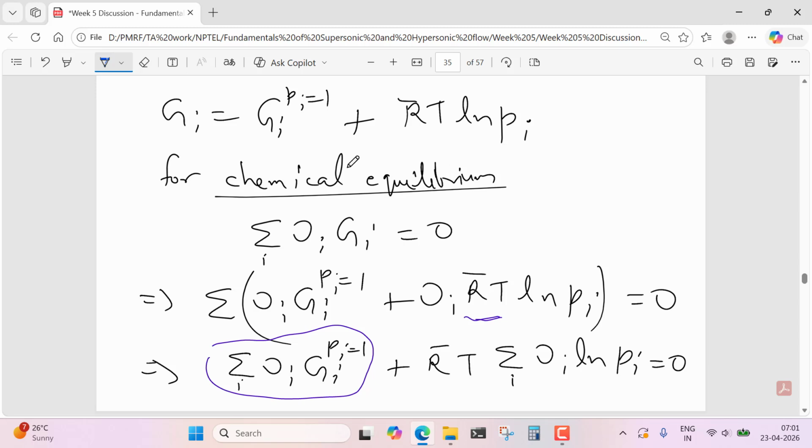We'll separate these two terms. So we'll get sigma i mu i Gi at P equal to 1, and R bar T is constant, so it will come out of the summation. It will become plus R bar T sigma i mu i log Pi.